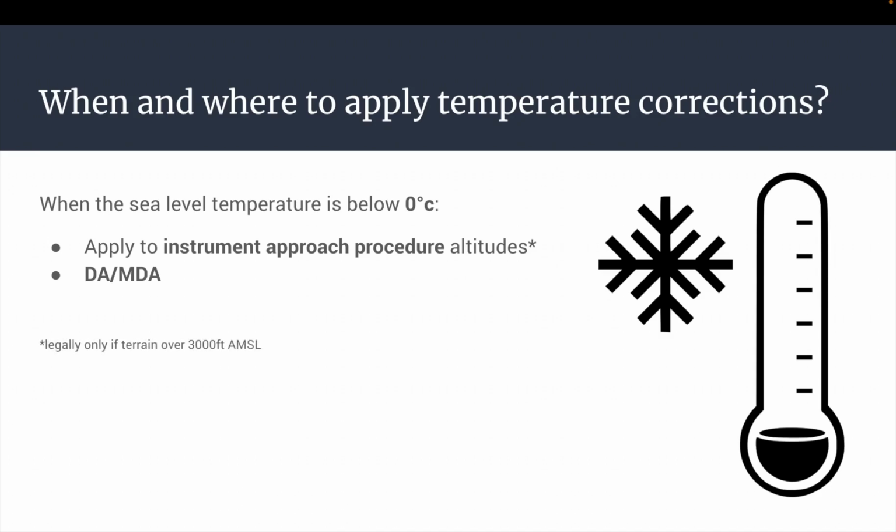And legally, technically, we only need to apply it to the instrument approach procedure altitudes if there's high terrain in the vicinity, sort of over 3,000 feet above mean sea level. We're good pilots, we're going to do it all the time. And by the way, this is an oversimplification. There are caveats to that rule, which is why, as good pilots, we'll do it all the time.